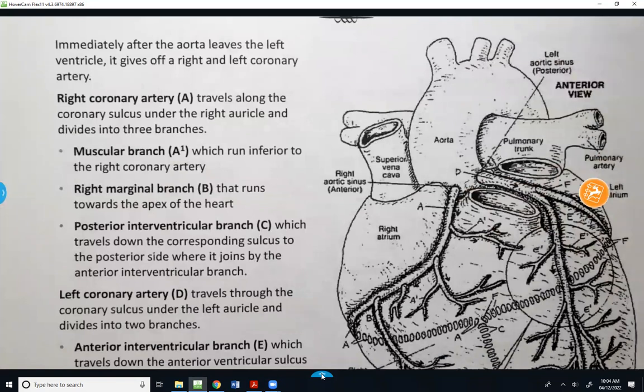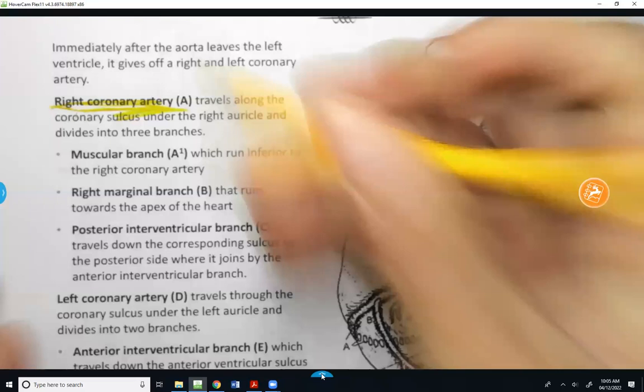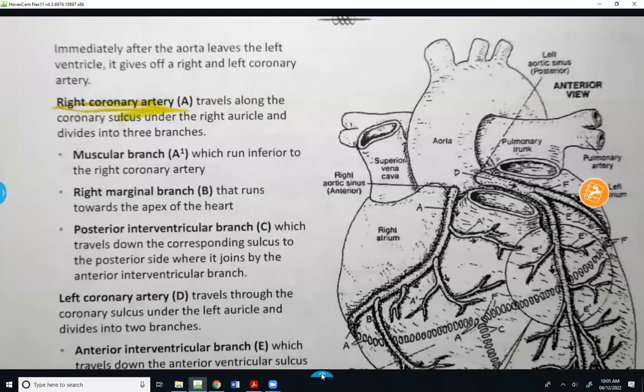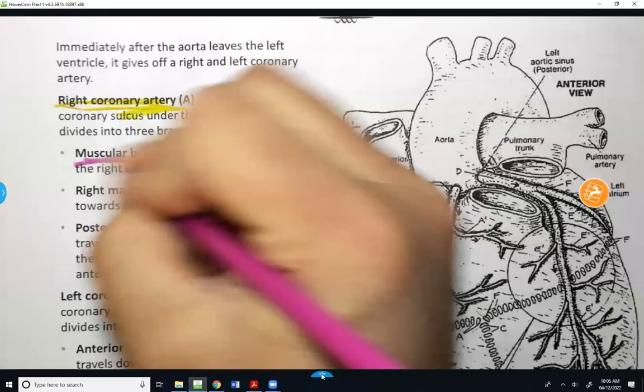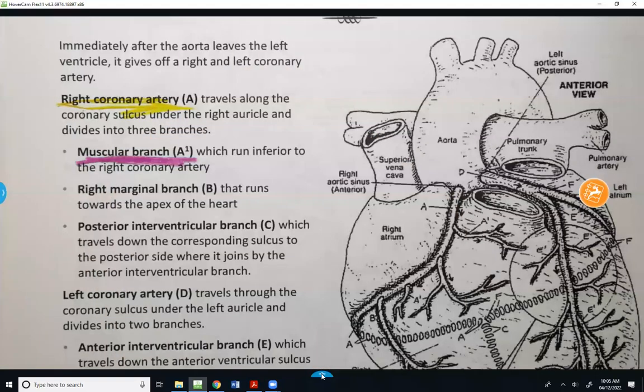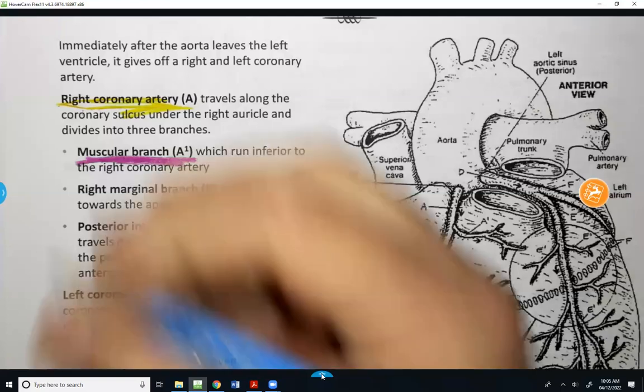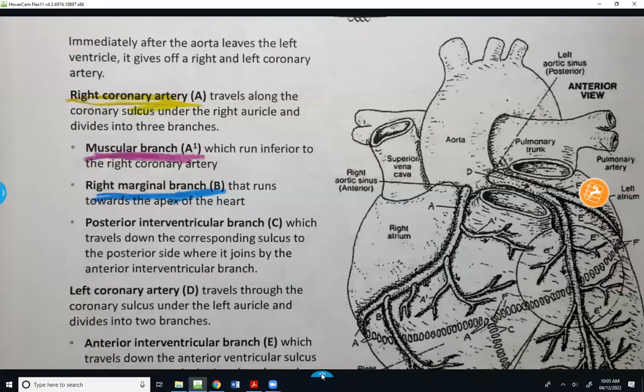Coloring everything out here. I'll start by coloring the right coronary artery yellow. Coming off of it, muscular branch, that will be colored pink. Right marginal branch, that's going to be baby blue. Posterior interventricular branch, that's going to be peach.